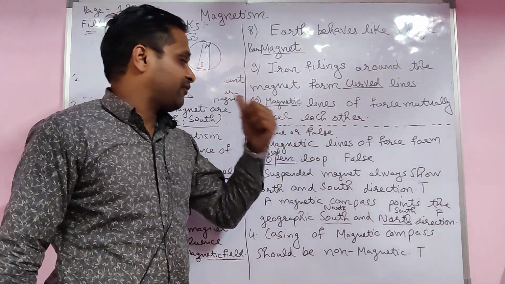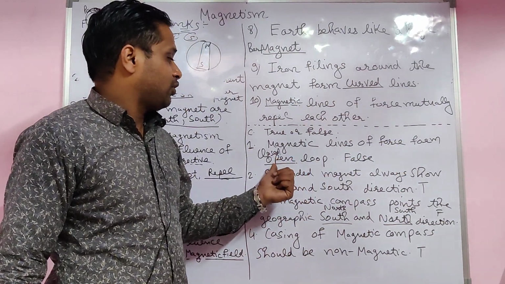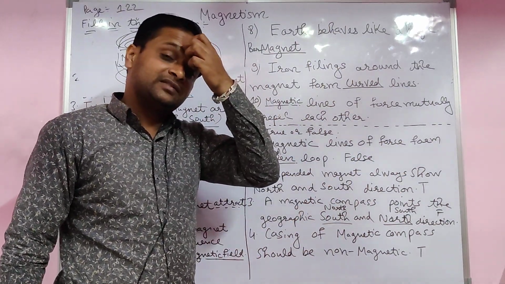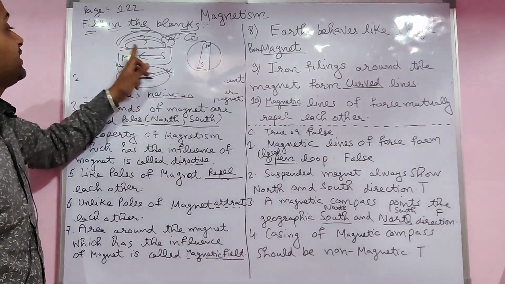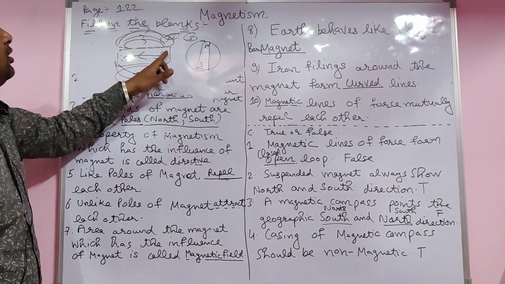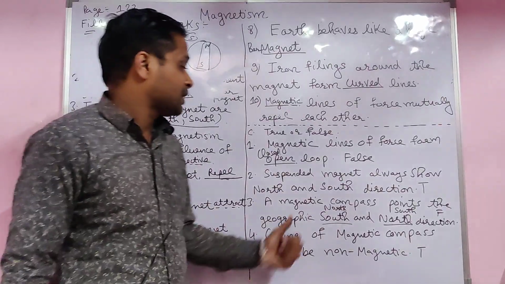Now come to the true and false. Magnetic lines of force form open loops. False, actually. It was a false answer. They always form closed loops. Going from north to south and coming back to north, it is a closed loop only, beta.